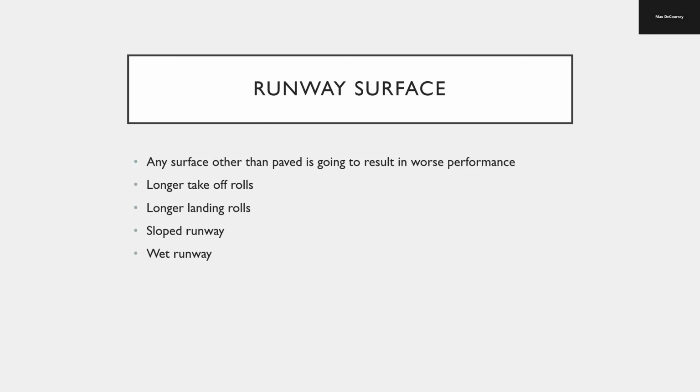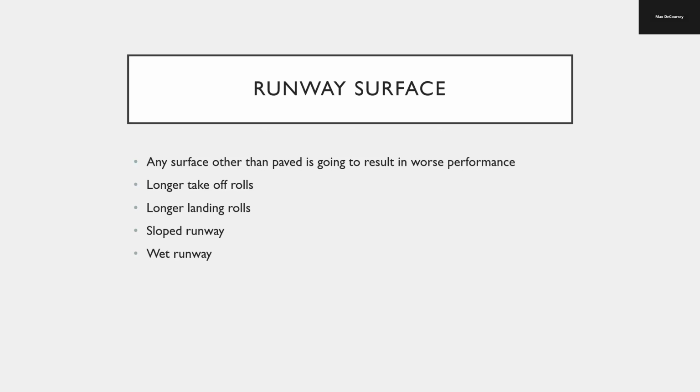But if you're landing on a sloped runway that is sloped downward, that's going to increase your landing roll. Okay. The opposite is true for an uphill runway. So if you're landing uphill, your landing roll will be shorter. If you're taking off uphill, your takeoff roll will be longer.